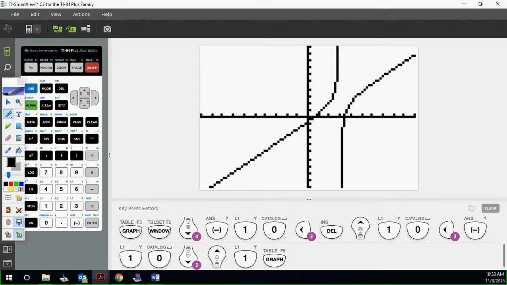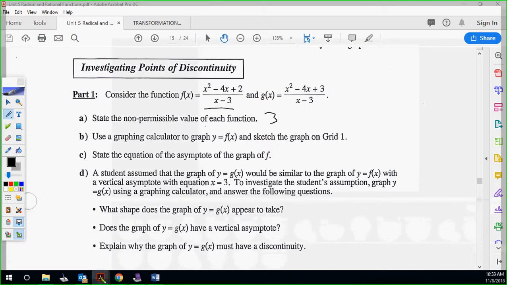Okay, good. And so then it says state the equation of the asymptote from that graph. So we state the equation of the asymptote from the graph. We have x equals 3. Oops, that's on part C, sorry. We graphed it. Part B is graphing it. Part C state it. Okay, so the student assumed the graph of y equals g of x would be similar to the graph of y equals f of x with a vertical asymptote of 3. To investigate the student's assumption, graph y equals g of x, use your graph calculator to see what happens.